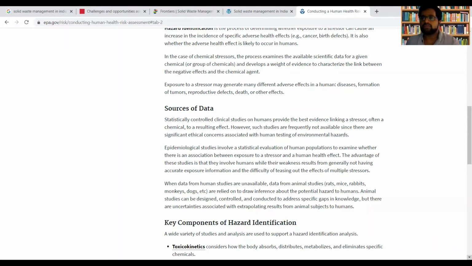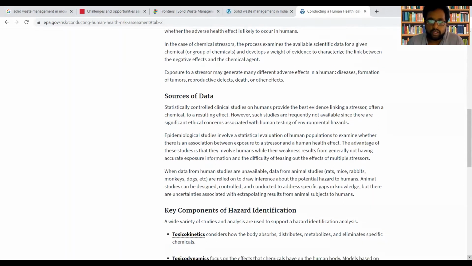You will be relying on certain data from animal studies, and from these data, inference is drawn about the potential hazard to humans. Now, the animal studies can be designed, controlled, and conducted to address the specific gap in the knowledge.